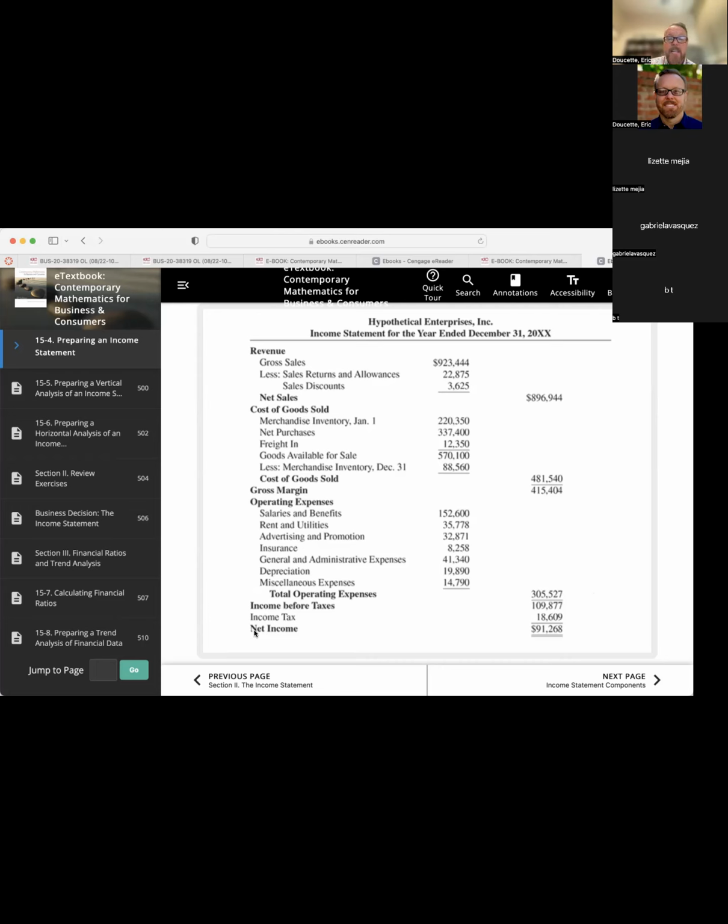So now you have to take out your income tax on that, and that's $18,609. So that means that your net income at the end of the period, in this case, January 1 to December 31st, you made after all that, you paid everybody's salary and everything else, you made $91,268. So you made about $100,000 in profit. Now you might say, well, that's not very good, especially when you made almost $1 million in gross sales, but it's not bad. I mean, $100,000, what are you going to do with it?